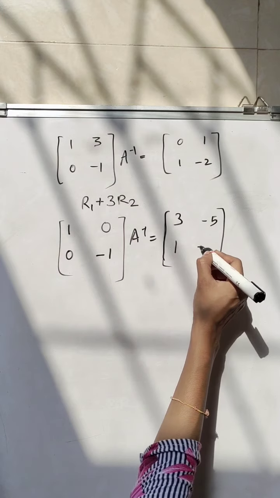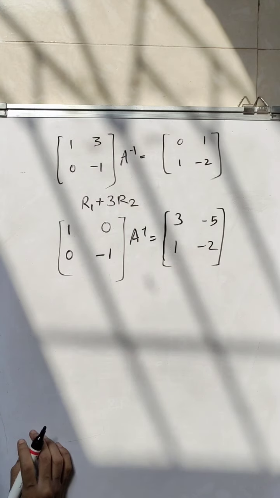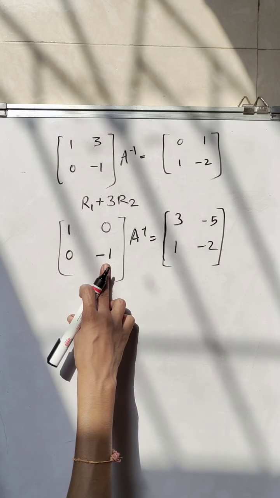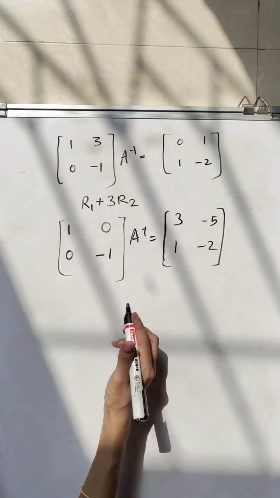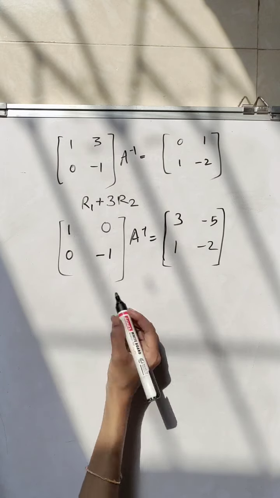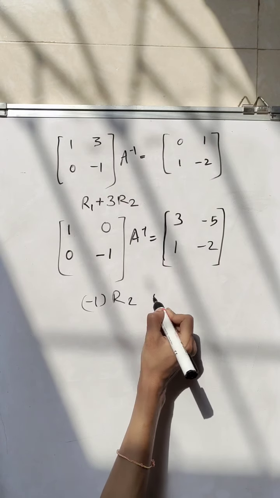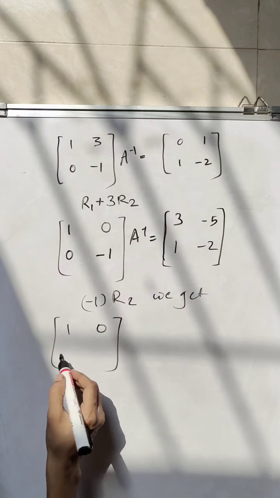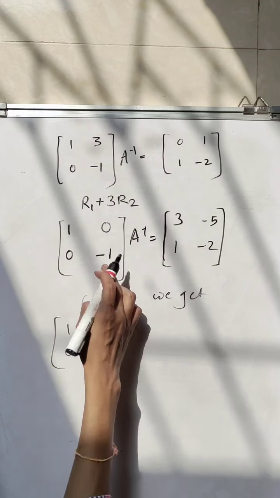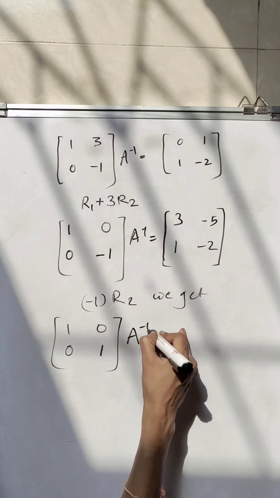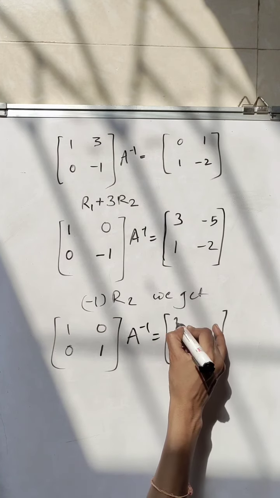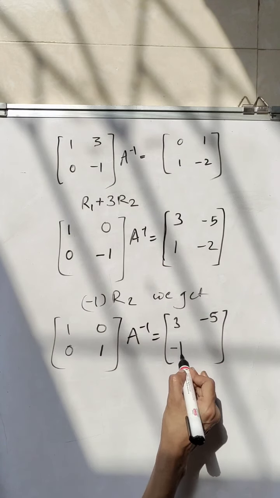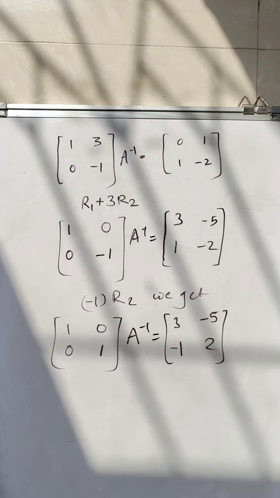So the second row is as it is. Now after this, we have to convert this minus 1 into 1. For this, multiply the second row by minus 1. Then we get the first row as it is. 0 into minus 1 is 0. Minus 1 into minus 1 is 1. A inverse as it is, the first row is as it is. Minus 1 into 1 is minus 1. Minus 1 into minus 2 is 2.